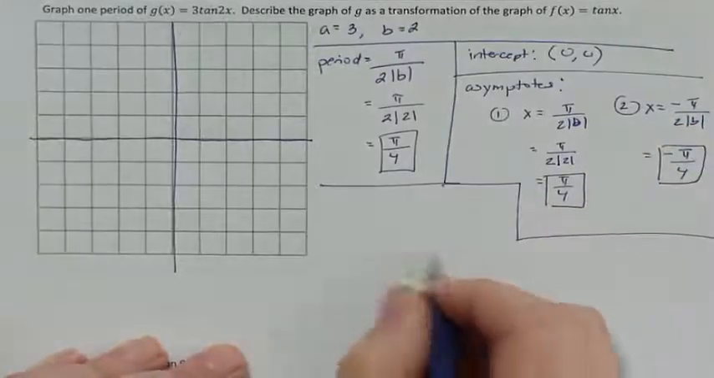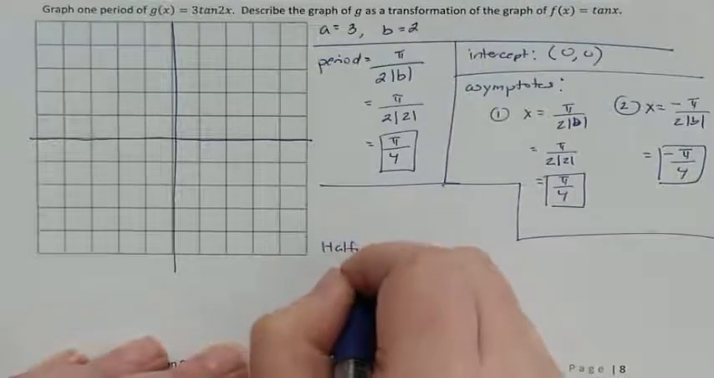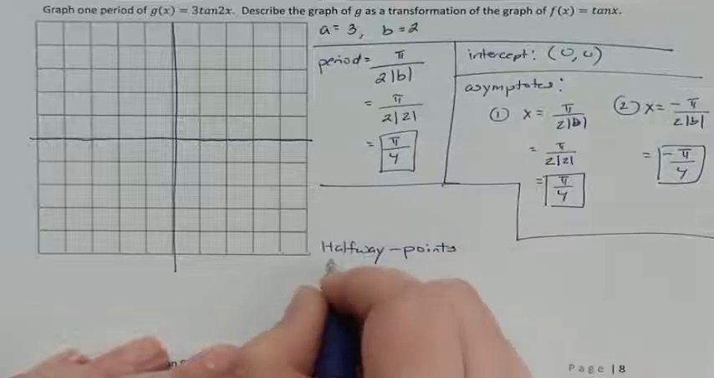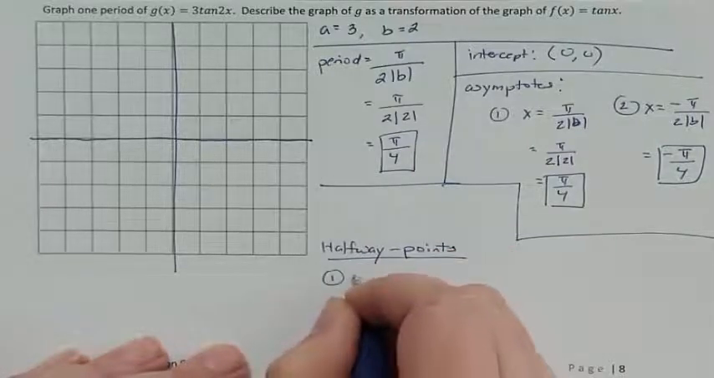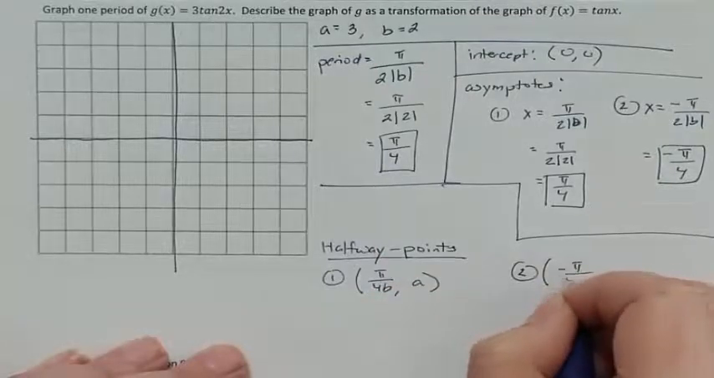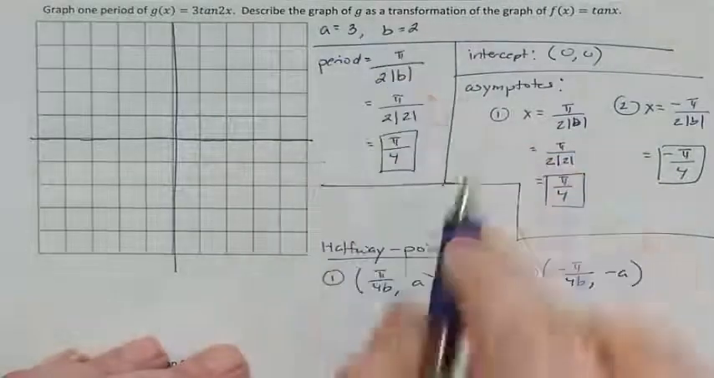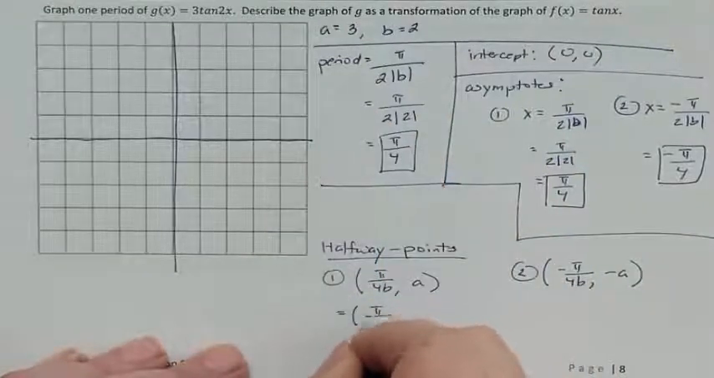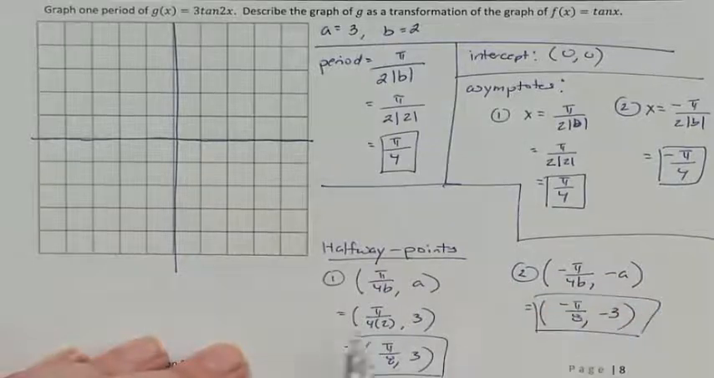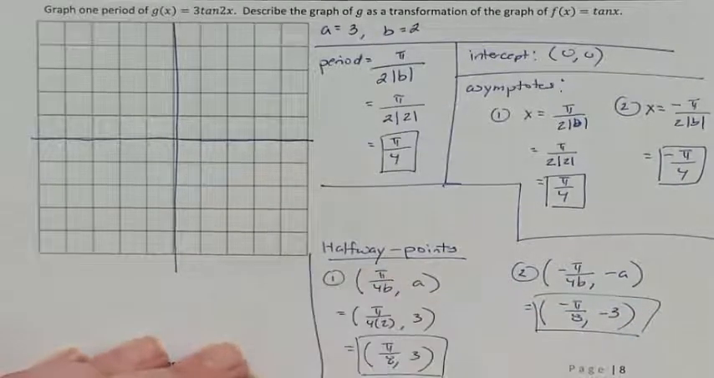And now we just need to find what our halfway points are so that we could figure out what the graph is. The halfway points have 2 points, and they are formulas. So here's formula 1. And here is formula 2. My b is 2, my a is 3. So here are my 2 halfway points. So let's go ahead and graph these.